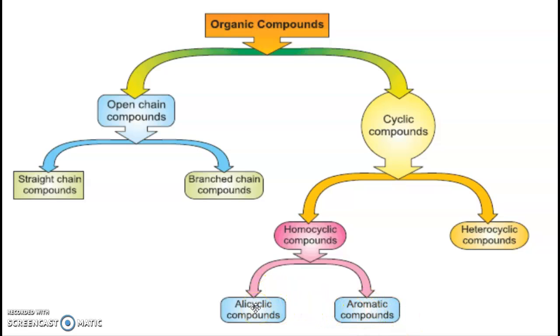Alicyclic is nothing but having only a closed structure, whereas aromatic compounds should have alternating single bonds and double bonds. That is, it should have conjugation, the structure should be planar in nature, and it should follow Huckel's rule. This is the rule for a compound to be aromatic in nature. This is the classification of organic compounds.